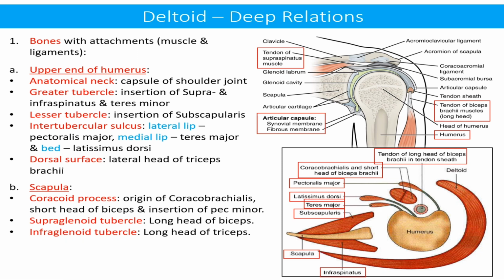Number two, scapula. Coracoid process of the scapula with origin of coracobrachialis, short head of biceps and insertion of pectoralis minor. Supraglenoid tubercle with long head of biceps and infraglenoid tubercle with long head of triceps.